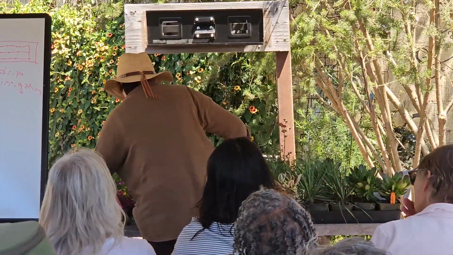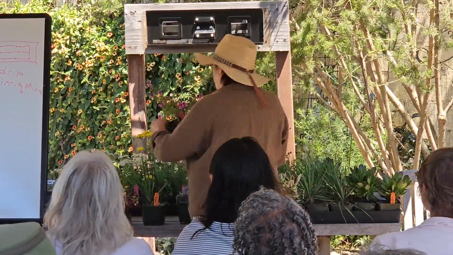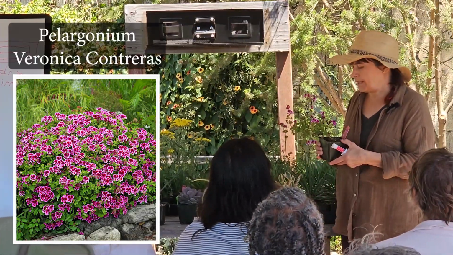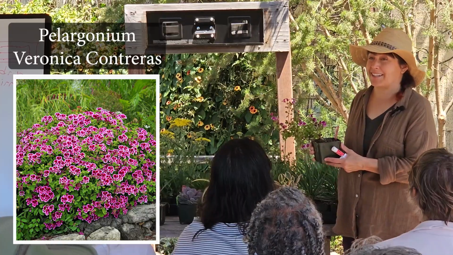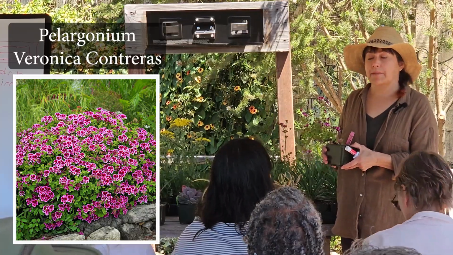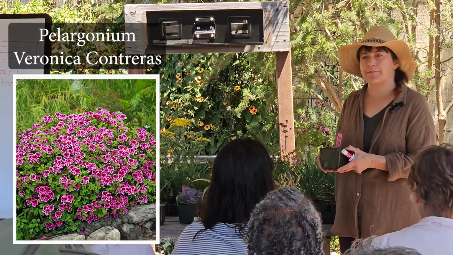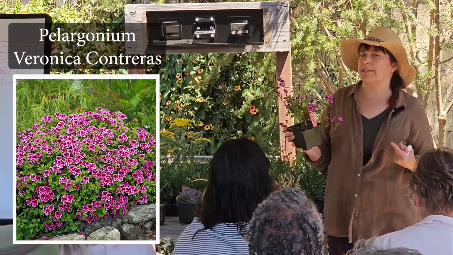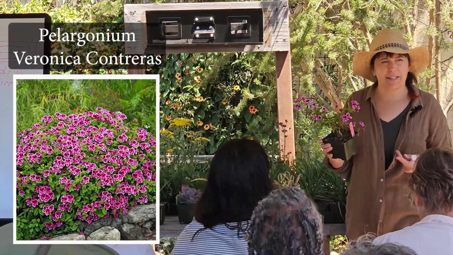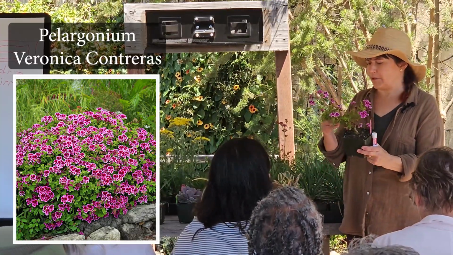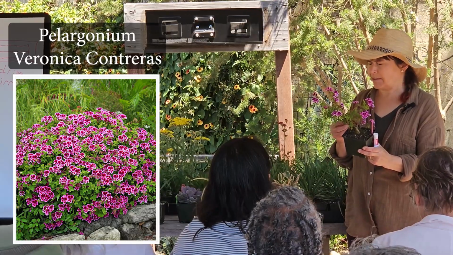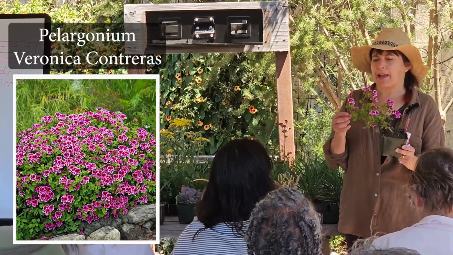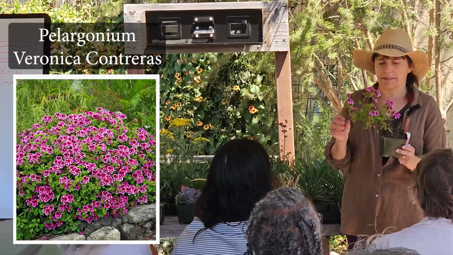I have also found that pelargoniums can be tough. And these are not natives, but this is one of my favorites, Veronica Contreras, and I've never been able to find it anywhere else. It's called Veronica Contreras. Oh, pelargonium. So these are what we think of as geraniums, right? The Martha Washington. They all have similar characteristics, which is the leaves are tough and somewhat hairy, and that is a sign of drought-tolerant plants.